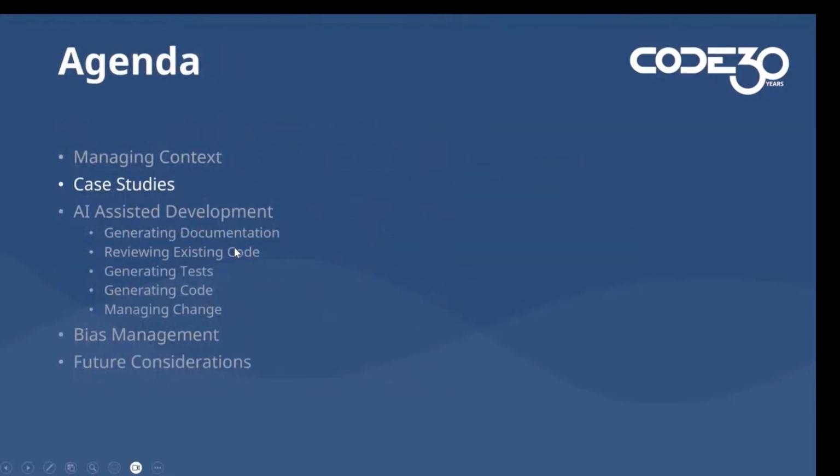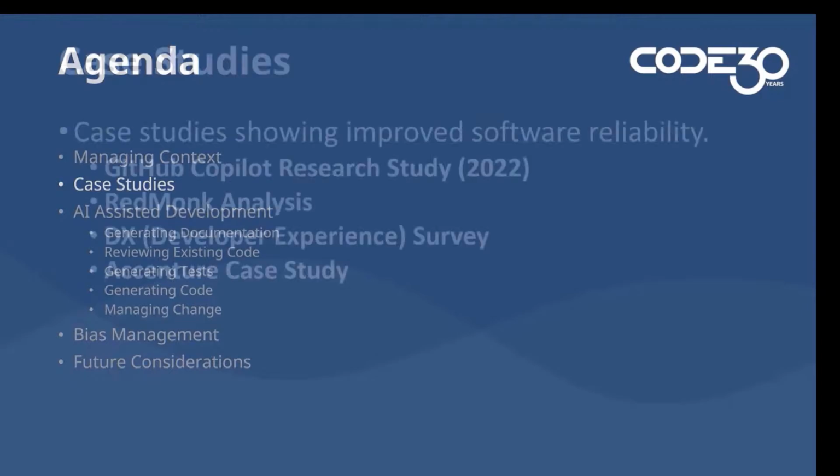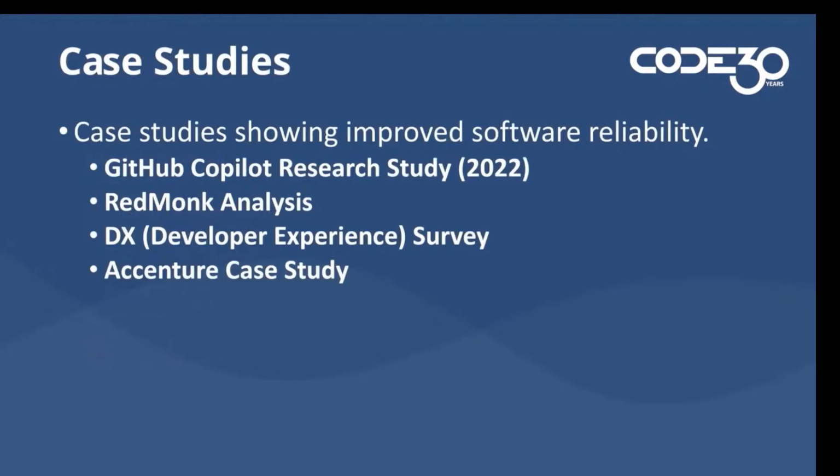All right, so let's go over just a few case studies in brief. Here are some reports from the field about how AI has improved the ability to write software. There are 4 of them that we're going to be talking about: a GitHub Copilot study, a Redbook analysis, a developer experience survey, and an Accenture case study.